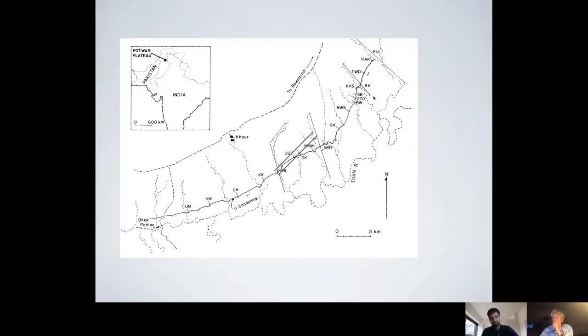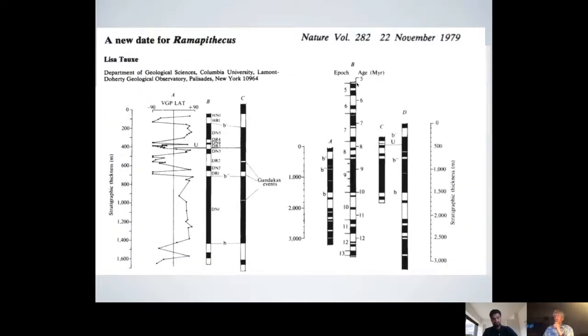And so this was the original sampling by Barndt et al. And they had this big long normal with a few short reversed intervals in there. They correlated this big long normal event to what is known as, it was known as Epoch 9 and is now referred to as Chron C5N.